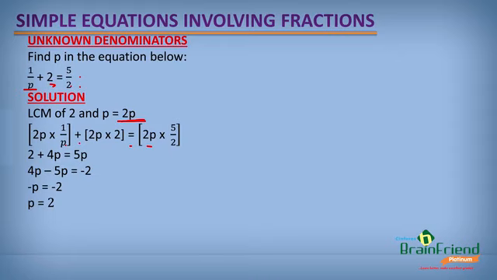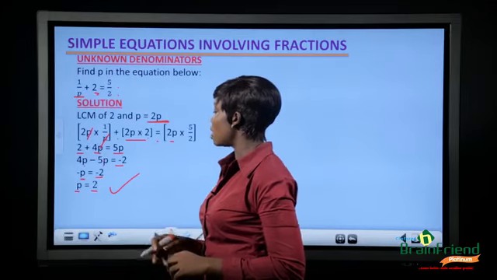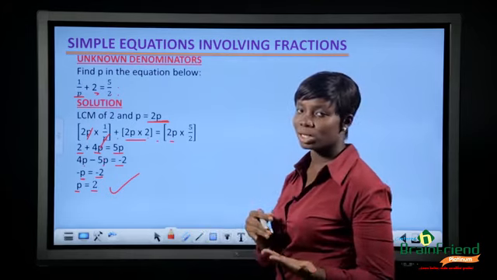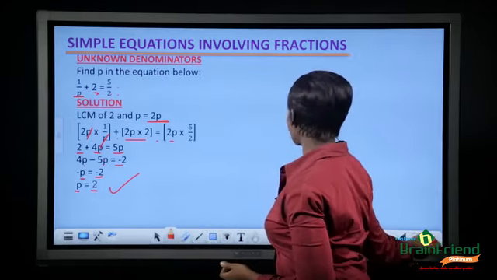2p times 1 over p leaves us with 2 because p cancels p here. 2p times 2 gives us 4p. And 2p times 5 over 2 gives us 5p. Now bringing like terms together, 4p minus 5p is equal to minus p. Minus p is equal to minus 2. If minus p is equal to minus 2, p is equal to 2. So the same method applies when the unknown is in the denominator rather than the numerator.